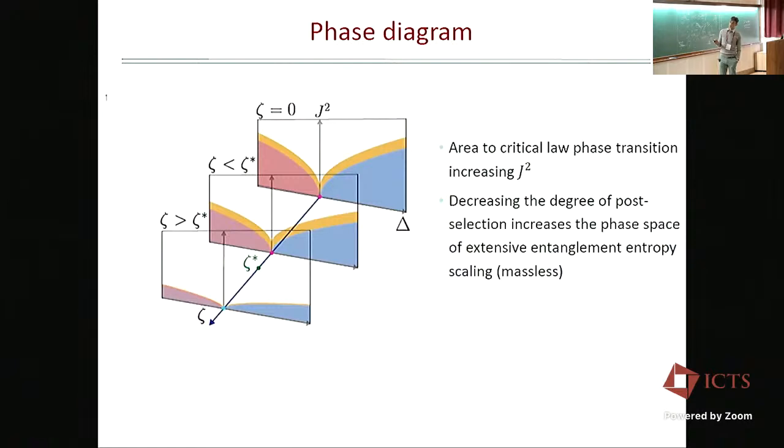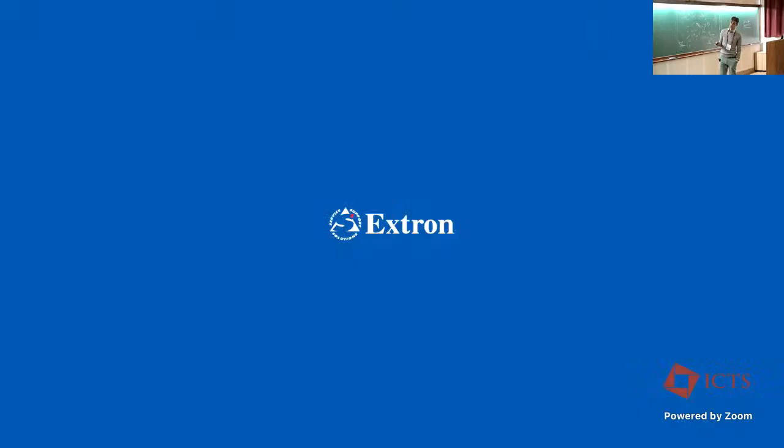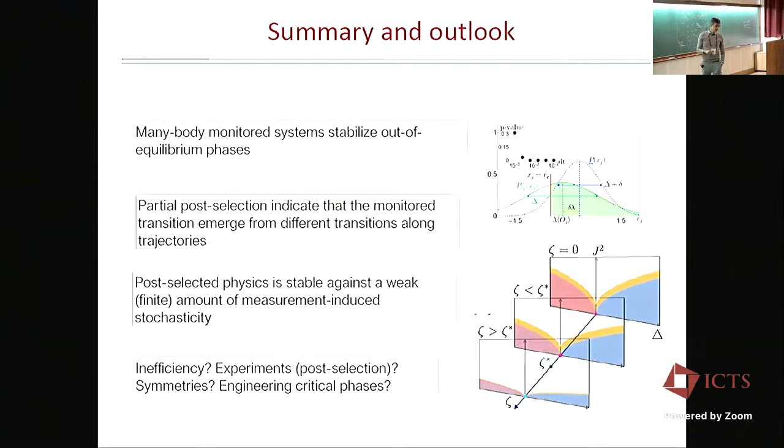There is an extra new phase due to the post-selection, which is log scaling, and both of them get shrunk as soon as you decrease the degree of post-selection, up to a critical point of the order of psi star, in which this sort of transition changes nature. This is the Ising transition. Here the transition becomes something else. And these are the main results, and here are my conclusions.